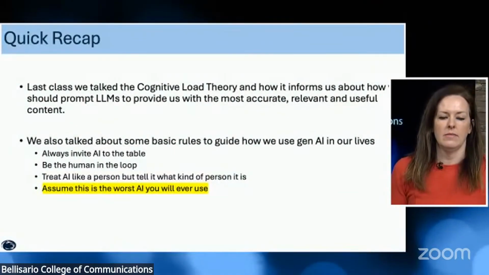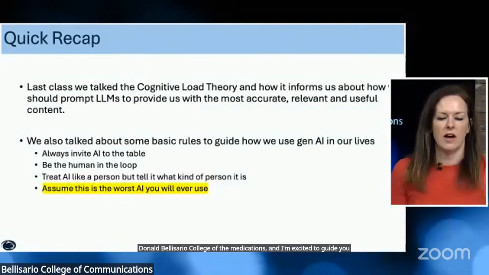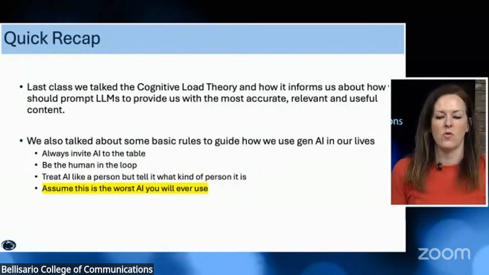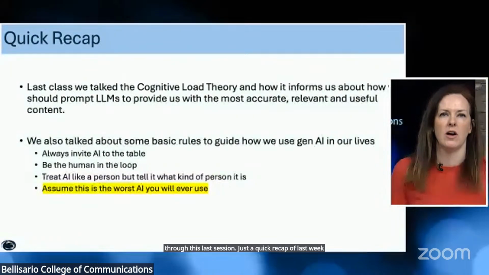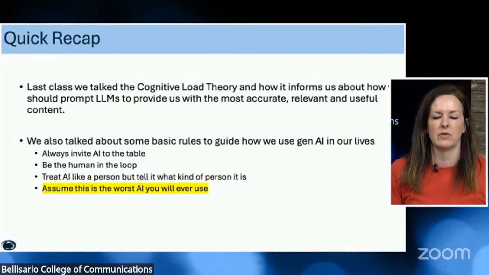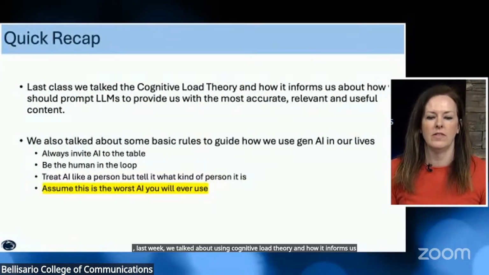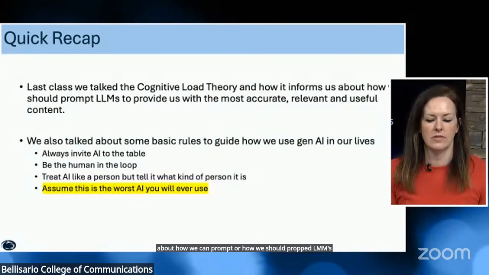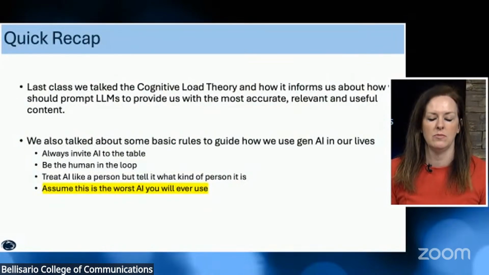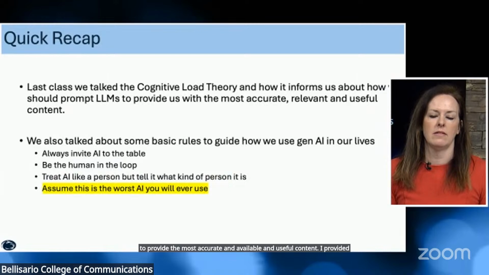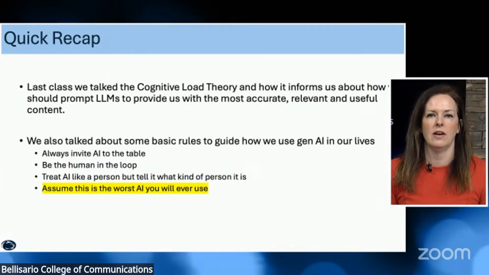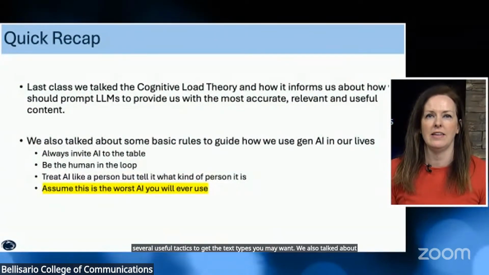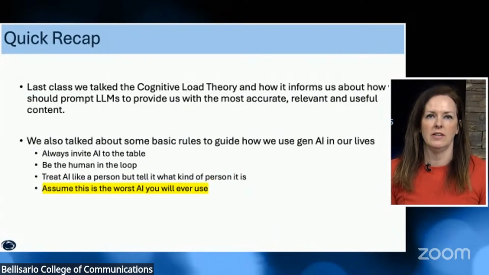Just a quick recap from last week. Last week we talked about using cognitive load theory and how it informs us about how we should prompt LLMs to provide us with the most accurate, relevant, and useful content. And I provided several tactics to get the text types that you may want. We also talked about basic rules as far as how we should be guiding our AI use, both in the first session and the second session.